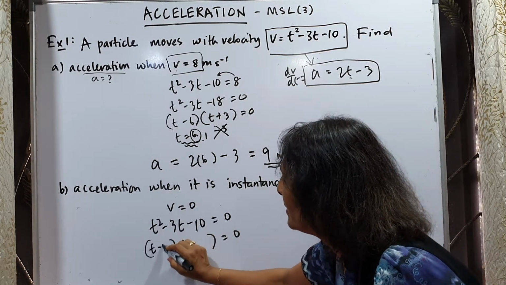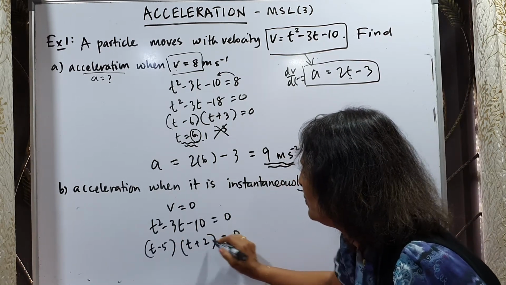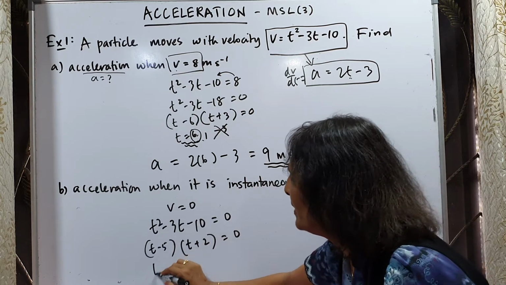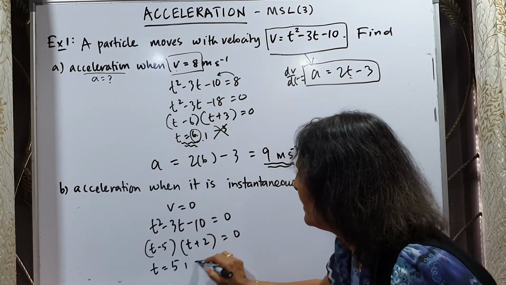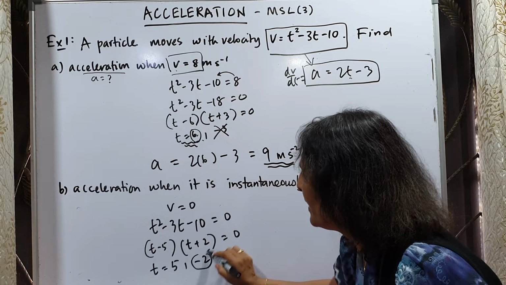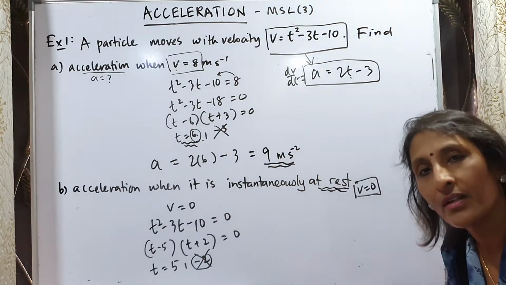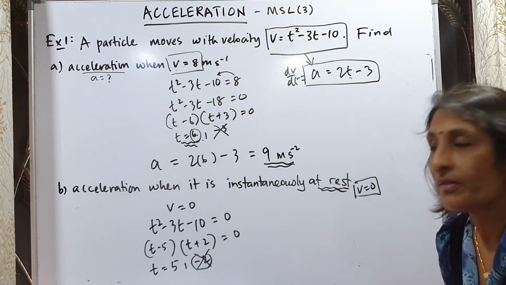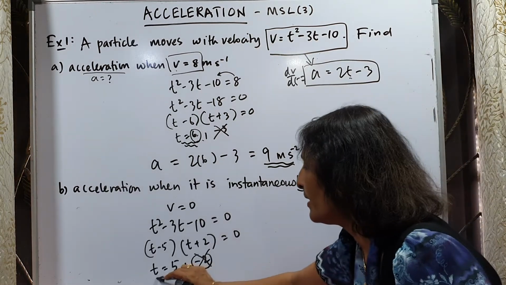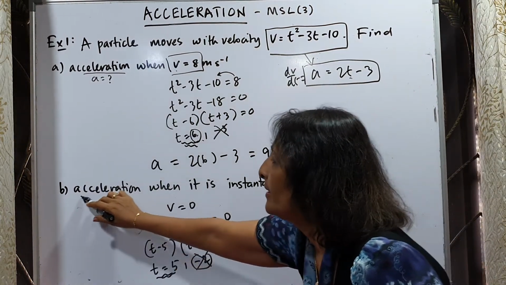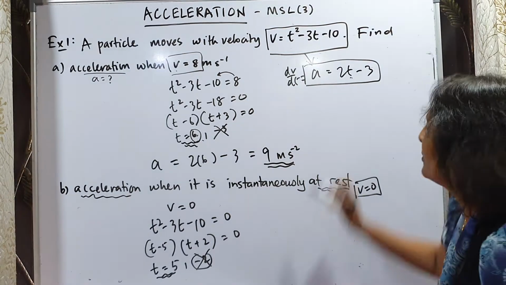So it's t minus 5 and t plus 2. Okay, so here you got t equals to 5 and negative 2. Negative t cancel because time cannot be negative. So we choose t is 5. Okay, but the question says what? Find A. Find A. So A is this.